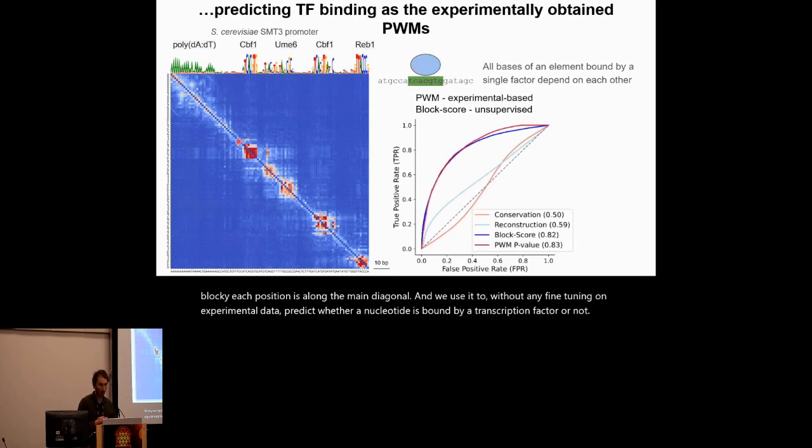And we do this across yeast, and we find that this score is as good as the PWM, which has been obtained by experimentally created data at predicting whether a nucleotide is bound or not by a transcription factor. And notably, just taking the conservation score will not give you any meaningful information, and taking only the reconstruction from the language model also does not achieve a very good result.